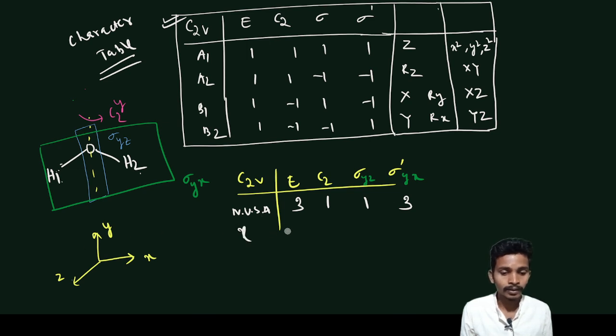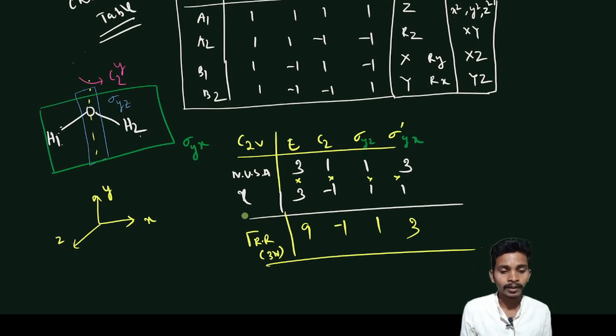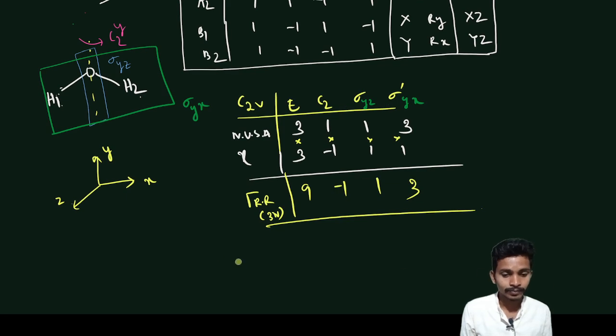Now I will use the characters. The character of E is 3, C2 is -1, and the sigmas are all 1. If I multiply them, for getting the reducible representations in the 3n coordinate system, this will be 9, this will be -1, this will be 1, this will be 3. So these are the reducible representations in the 3n coordinate system. Now using these, we will calculate the irreducible representations.